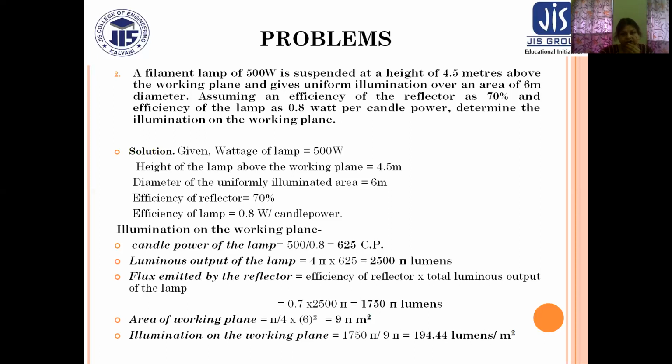Now the final question: illumination of the working plane is equal to 1750 pi by 9 pi. That means flux emitted by the reflector, 1750 pi, divided by area of working plane, that is 9 pi. So we get illumination on the working plane equal to 194.44 lumens per meter square. Clear?